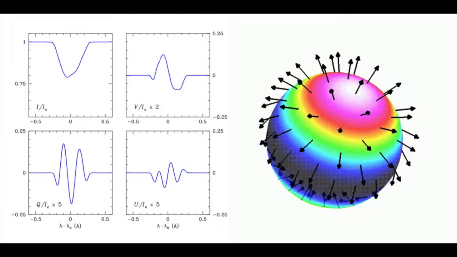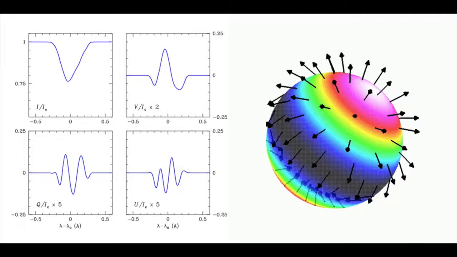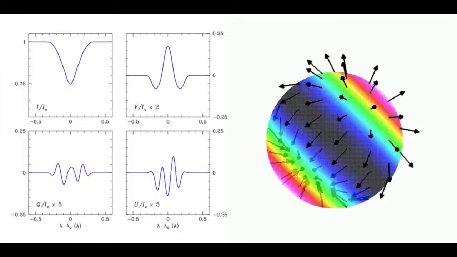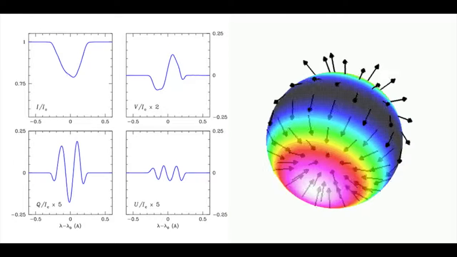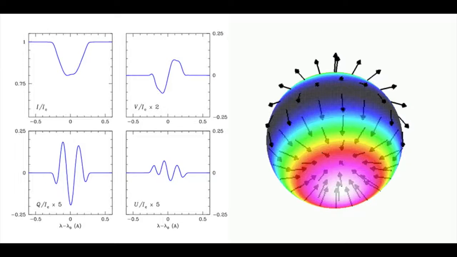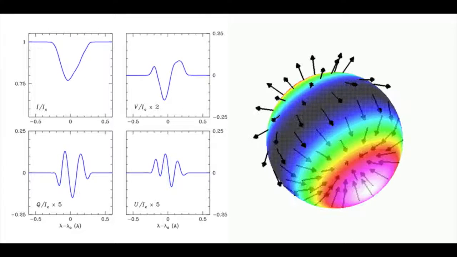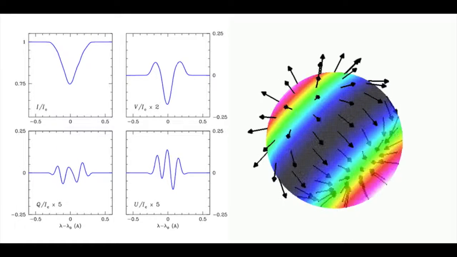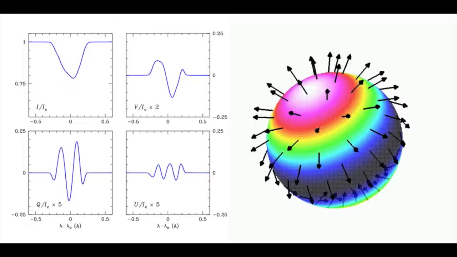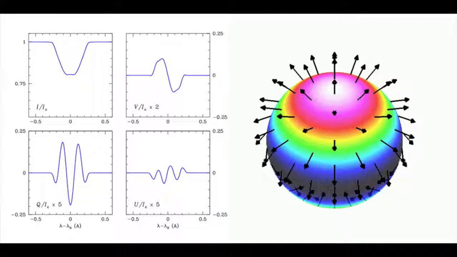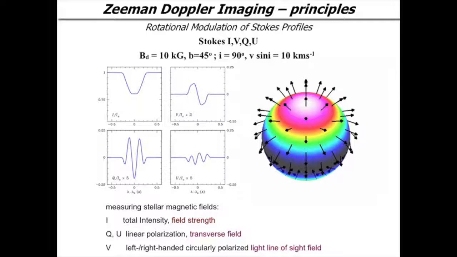This is a schematic drawing, of course. A star with a very strong dipolar field to make the signature stronger and easily visible, inclined by 45 degrees, with a v sin i of 10 kilometers per second. And as you see, as the star is rotating, magnetic field lines are pointing outwards and inwards, north and south pole. These so-called Stokes parameters are changing a lot. We have the Stokes I parameter to the upper left, V, Q, and U on the bottom, and these are parameters telling us how the magnetic field geometry is changing.